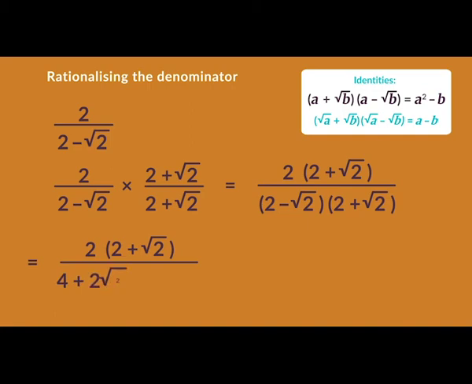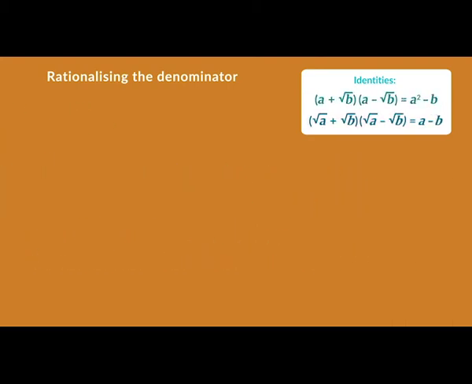4 plus 2 root 2 minus 2 root 2 minus 2. The denominator simplifies to 4 minus 2, which is 2. Then the 2 in the numerator and the denominator cancels to get our final answer of 2 plus root 2. Let's go over an example to apply the second identity.